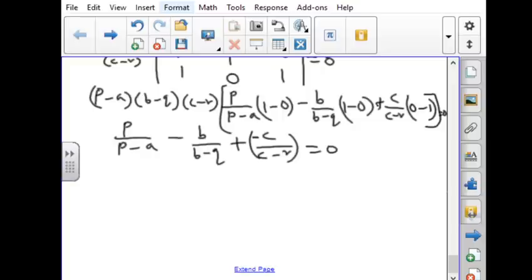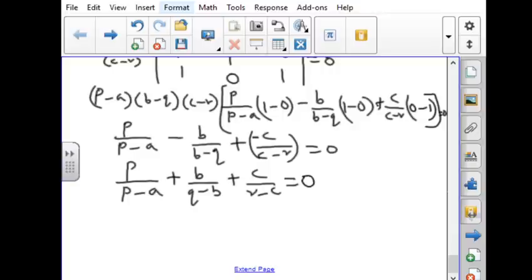So now the result is Q by Q minus B. Here we can take minus out. So this becomes P by P minus A, and when you take a minus out, minus and minus become plus, plus B by Q minus B. Similarly here also we get R minus C. Take a minus out, so minus and minus becomes plus. So plus C by R minus C is equal to 0. So hence proved.